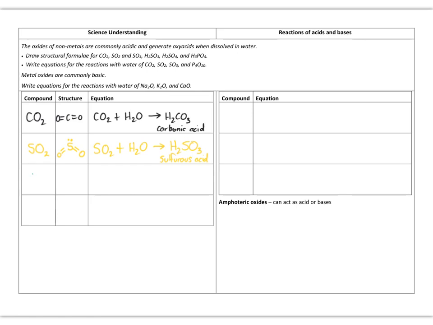The next one is sulfur trioxide, which has this trigonal planar structure. SO3 plus H2O forms sulfuric acid. They actually use this process a lot to make sulfuric acid in industry, because a lot of places burn things that have sulfur in them. It forms sulfur trioxide. If you bubble it through water, you will form sulfuric acid.